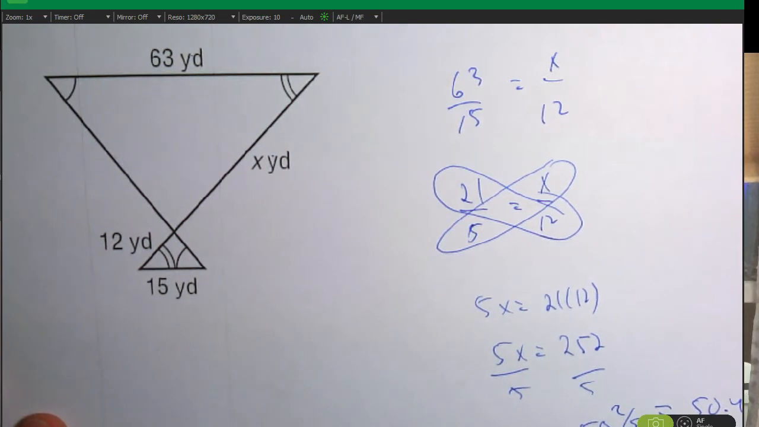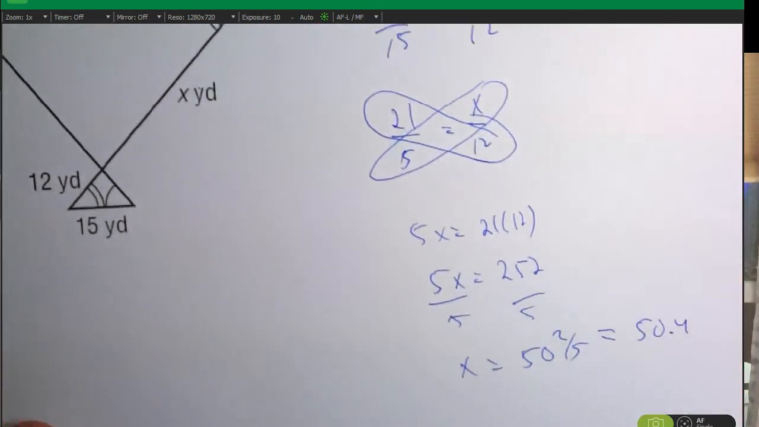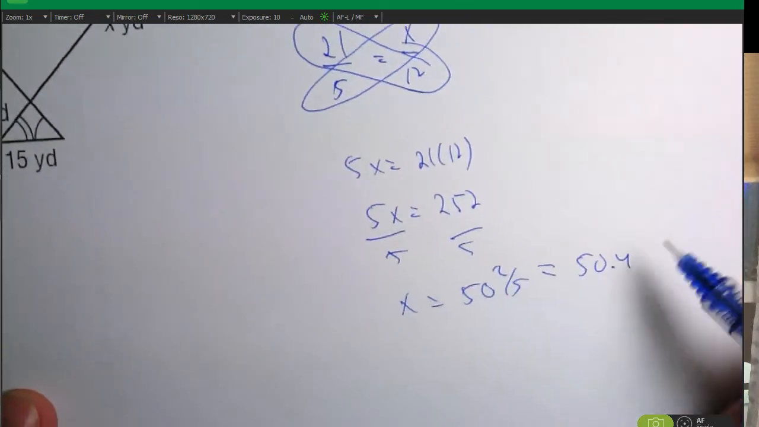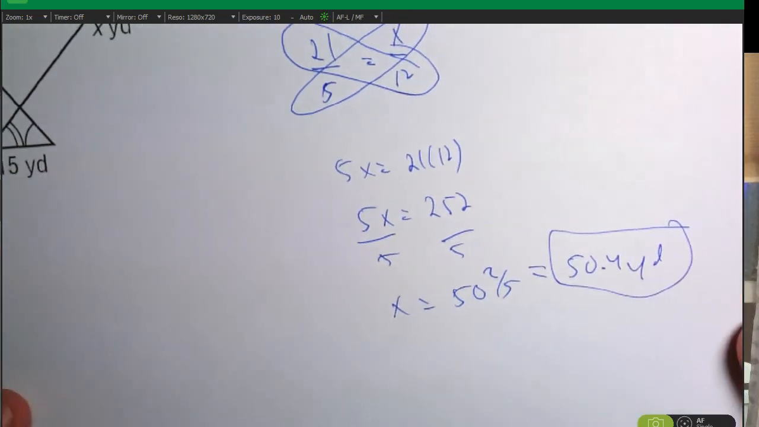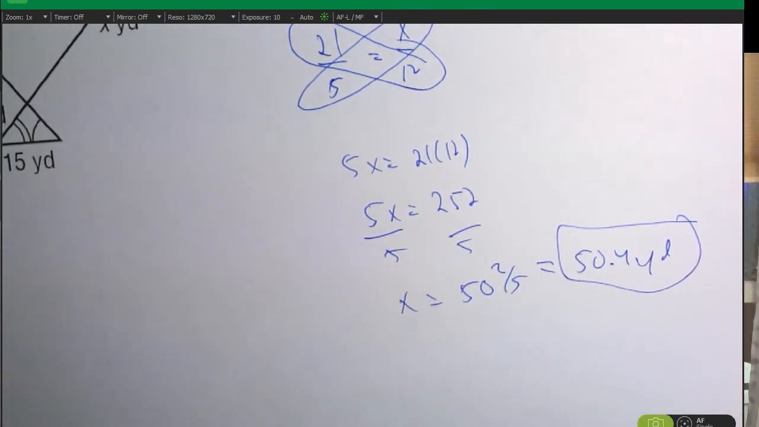Yep, let's make sure. And our units are yards. Oh, I'm sorry, I'm off the screen here, aren't I? So 50.4 yards. And there we go. That's the video with 4 problems from the worksheet.